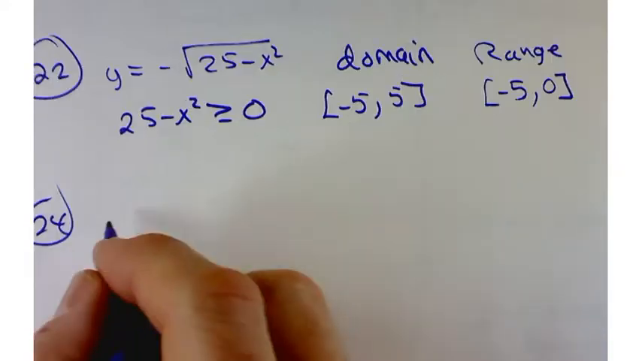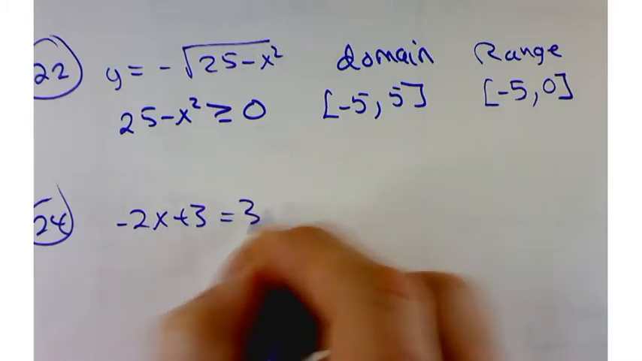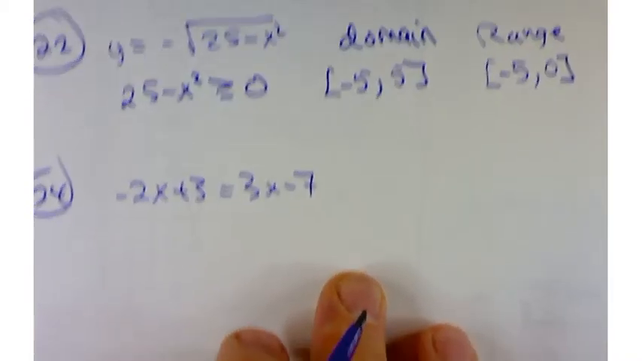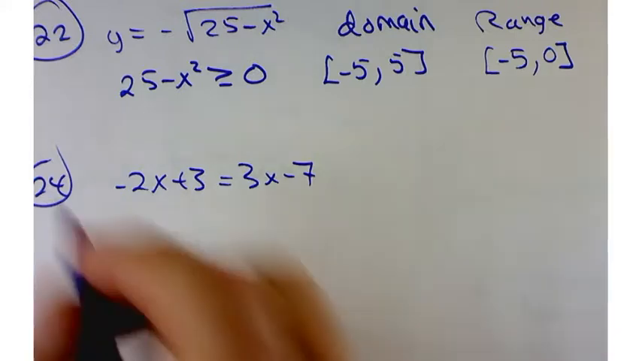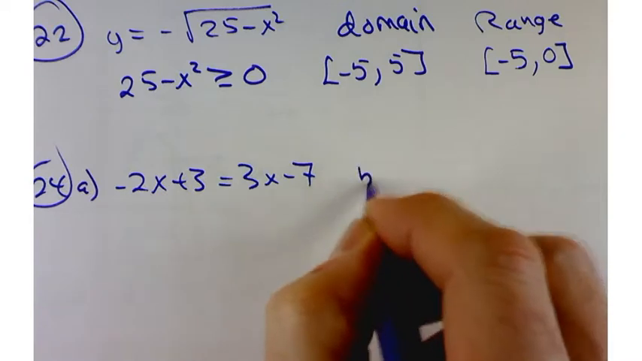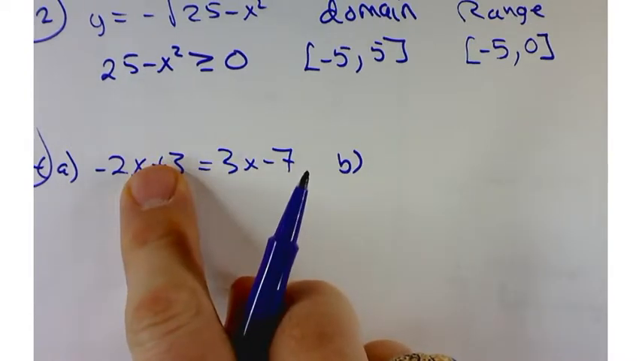So problem 24 gives us -2x plus 3 equals 3x minus 7. This is just a linear equation. It'd be really easy to solve this thing. But we're going to start getting comfortable with technology in solving this. So part A is to solve this one. Part B, we want to know where this one is bigger than this one.